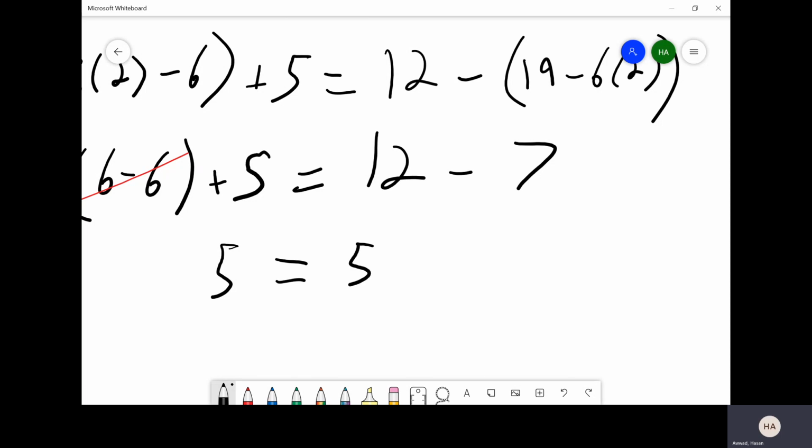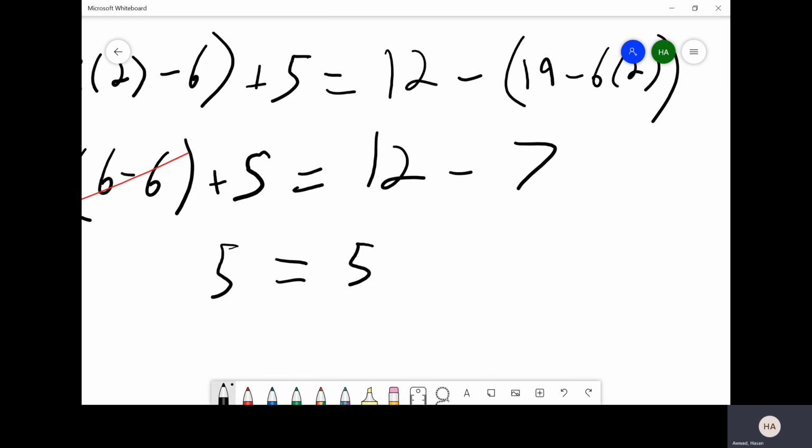And once again, we've shown, just for one quick example of x is equal to 2, that we still get back an identity. We still get back one side is equivalent to the other side, and it doesn't matter what x can be. Okay, so this is an example of an identity linear equation.